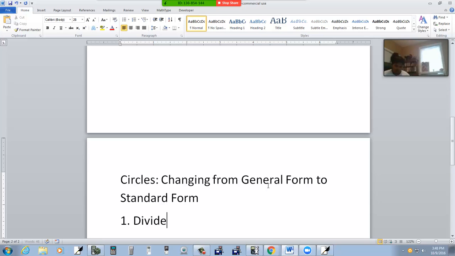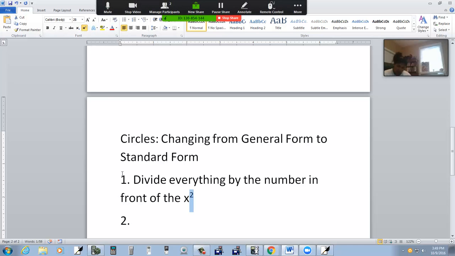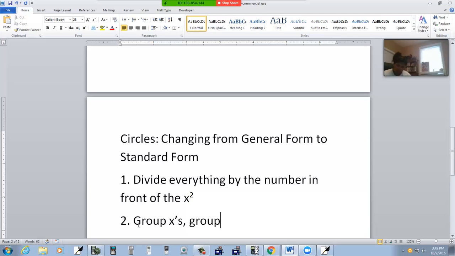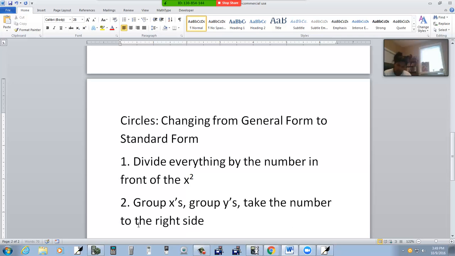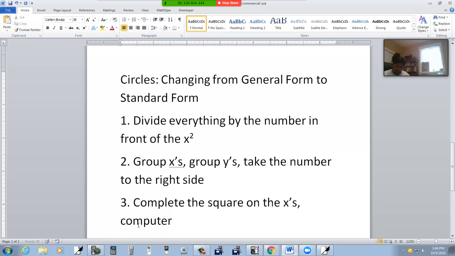Now step 1, I'm going to divide everything, all the terms, by the number in front of the x squared. Step 2, group the x's, group the y's, take the number to the right side. Step 3, complete the square on the x's and complete the square on the y's.